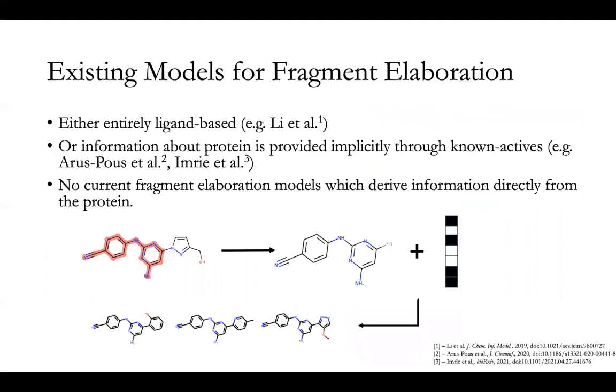There's been a bit of interest in this area in the last few years using deep learning methods for fragment elaboration. Up till now, those methods are either entirely ligand-based, which is to say they're not interested in the protein at all, or they encode information about the protein implicitly through the use of known active molecules against that target. There aren't any currently available fragment elaboration models which derive that information directly from the protein, which is what you need to do if you're working on a novel target for which there are no known actives.